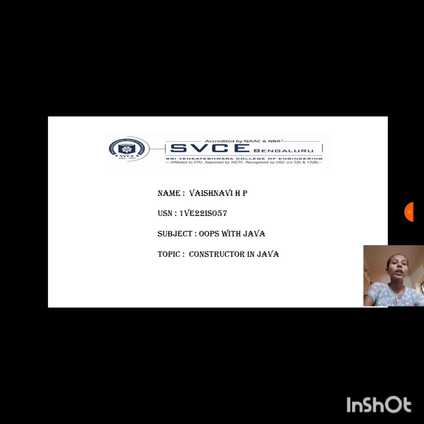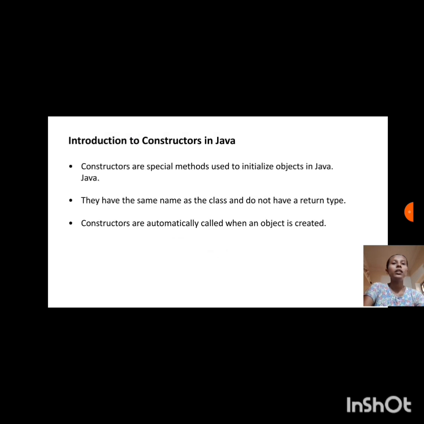I am going to explain about constructor in Java. Introduction to constructor in Java. Constructors are special methods used to initialize objects in Java. They have the same name as the class and do not have a return type. Constructors are automatically called when an object is created.